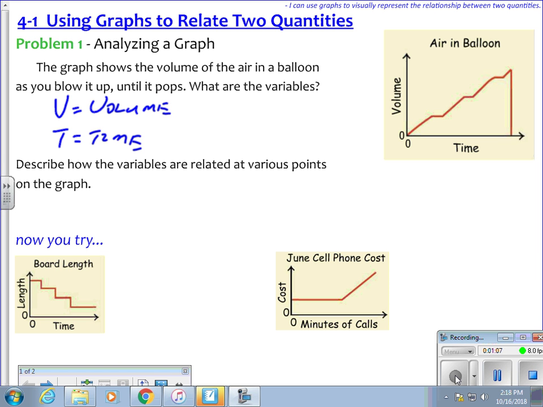Now, it says, describe how the variables are related at various points on the graph. So you're blowing up the balloon. Okay? So as we go along, we have this first part here. At 0, no time has happened, and the balloon is uninflated. What happens? You blow it up, right? So during this part right here, what's going on? You're blowing up the balloon. The balloon is expanding.